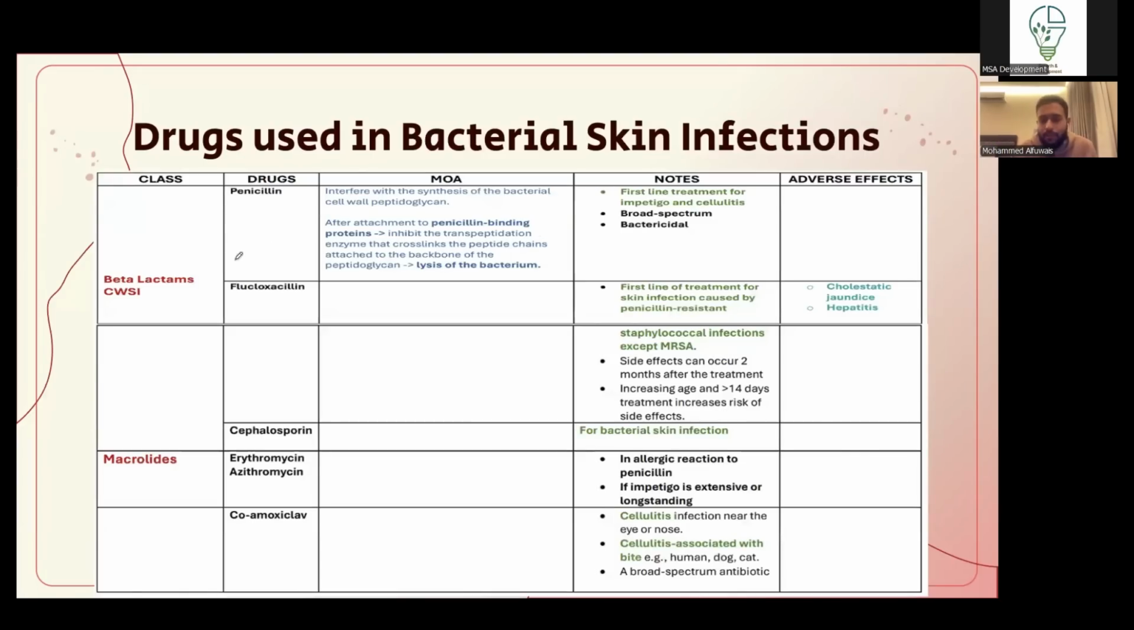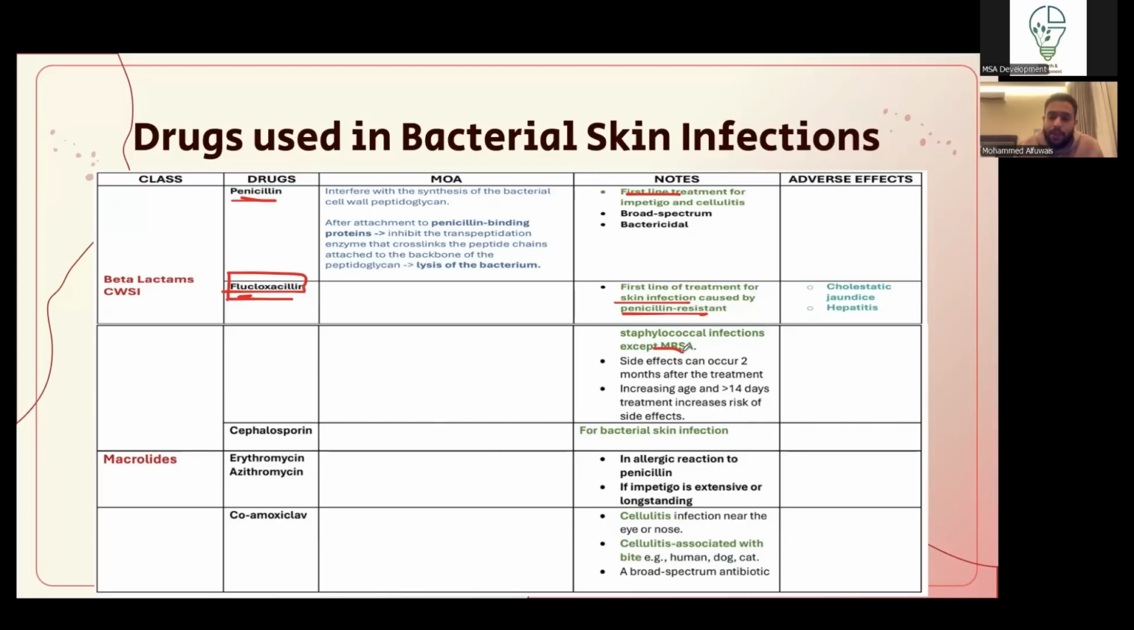So we have the beta lactams. Penicillin is the first line, or this one if they have. It's usually this one that is given first line, okay, for a lot of the skin infections by penicillin resistant organisms, okay, which is a lot of them nowadays. However, realistically, penicillin can be used first line for a lot of these infections, okay? However, if it's penicillin resistant, then we use this drug, okay?